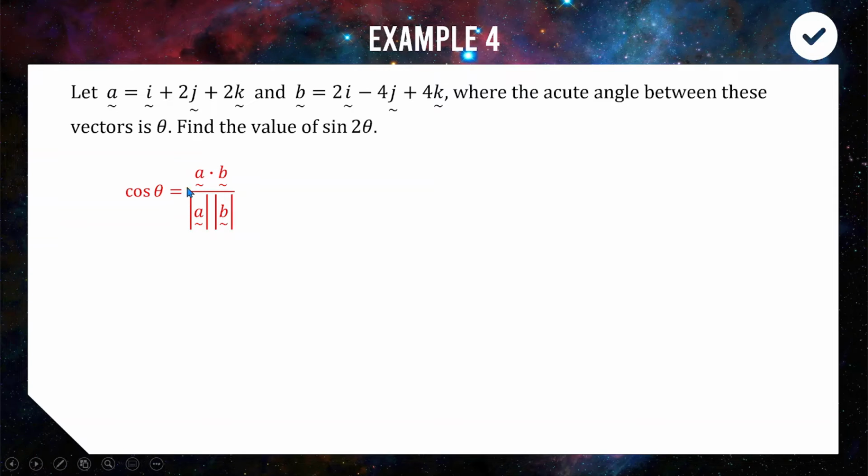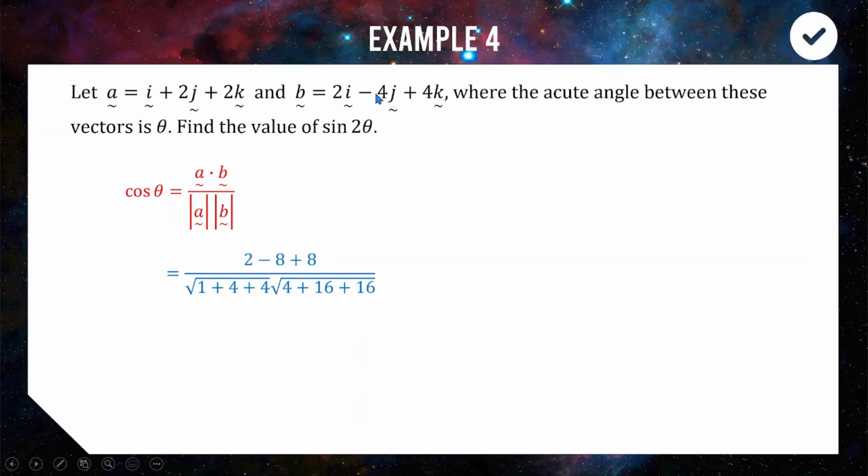Okay, so for our formula, we're going to do the dot product on the top. So we're going to do 1 times 2 plus 2 times minus 4 plus 2 times positive 4. So there's our scalar product on the top. On the bottom, we're doing the magnitudes of the two vectors and we're multiplying them together. So we've got 1 squared, 2 squared, and 2 squared here.